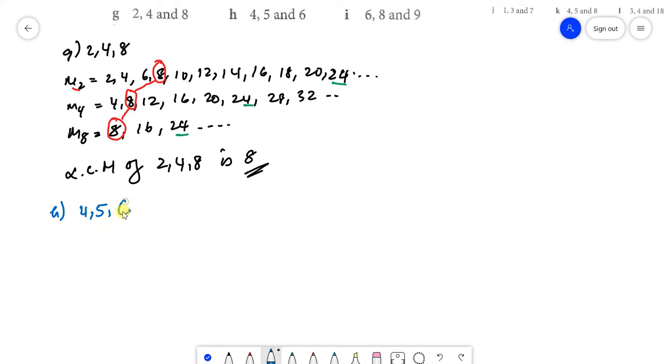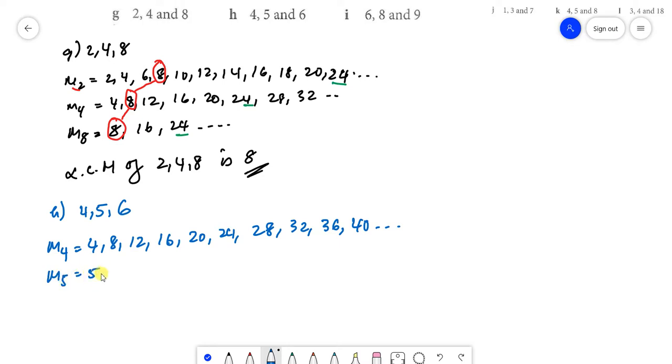Four, 5, and 6. So we write first the multiples of 4. 4 ones are 4, 8, 12, 16, 20, 24, 28, 32, 36, 40, and so on. We have the multiples of 5: 5, 10, 15, 20, 25, 30, 35, 40, 45, 50, and so on.